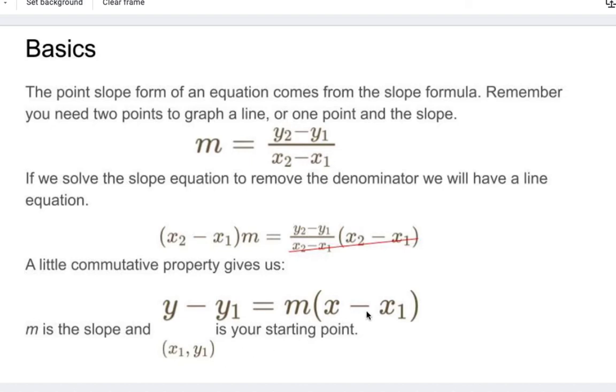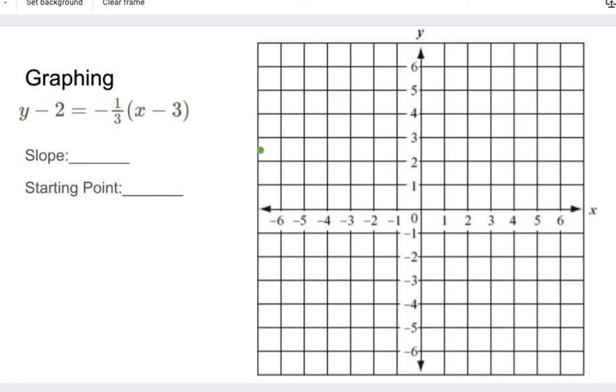Just remember these are supposed to be minus signs, because it does come from the slope formula and it is subtraction. If we want to graph this, again, we need to know what the slope is and what one point is. The slope is right here. That's the number that you're going to multiply by x when you distribute. So that's negative 1/3. Remember that means 1 down and 3 to the right.